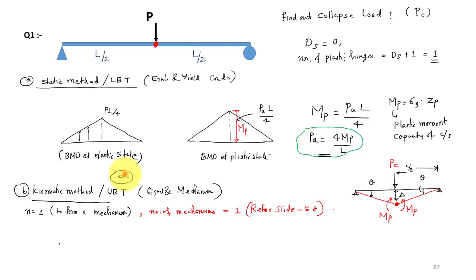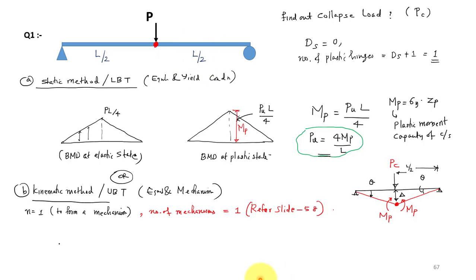In the last class, we have seen this question. We solved this question by using the lower bound theorem and the upper bound theorem. The question was to find the collapse load PC for this simply supported beam, with a constant load at the center. So this is L by 2 and this is L by 2.